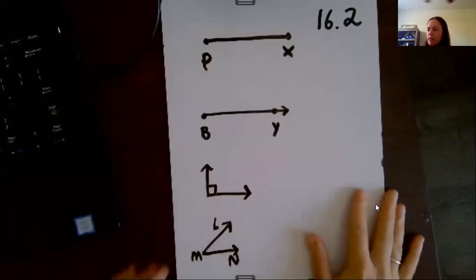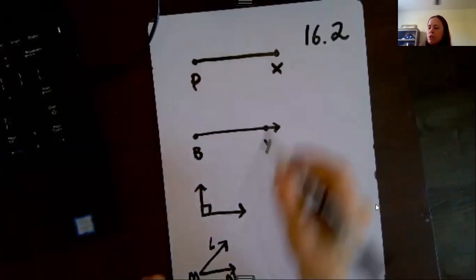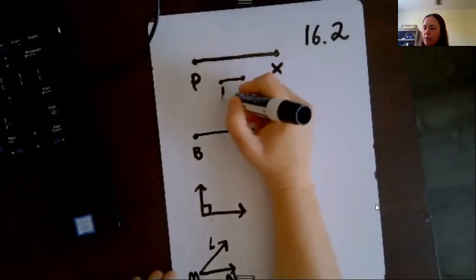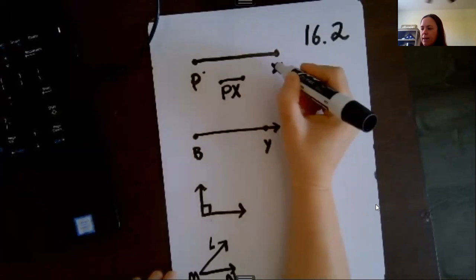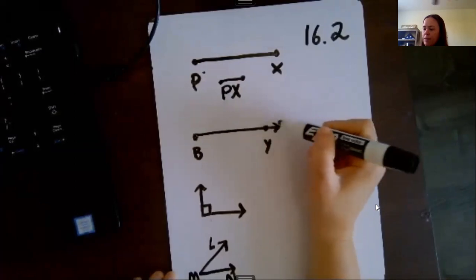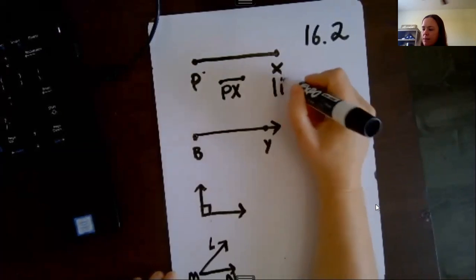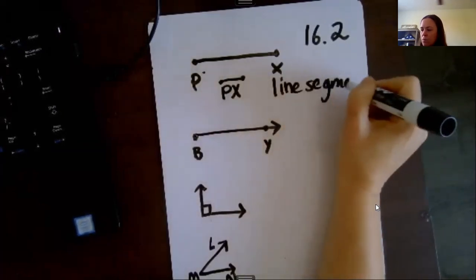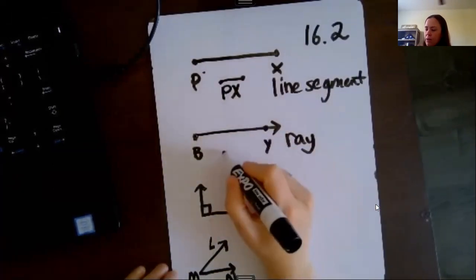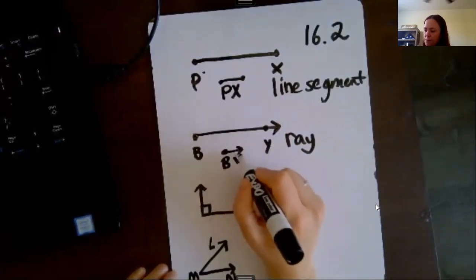So this right here is a line segment. To write that as a line segment, you would write a little line segment symbol like this, and then you'd write PX, because it's line segment P to X. Now this one has a point, then has an arrow on one side. So this is a ray. You do the same thing, you call it BY. That's how you would write it.